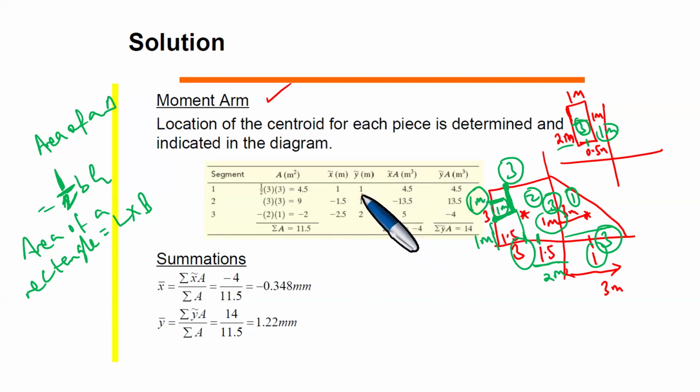Now we have y tilde times a: 4.5, and then 1.5 times 9, which is 13.5, and 2 times that, which is minus 4. You add all the y tilde a, you get 14. Let's look at the summations. The sum of the x tilde a is minus 4 divided by 11.5, which is minus 0.348 meters. The sum of the y tilde a is 14 divided by 11.5, which is 1.22.